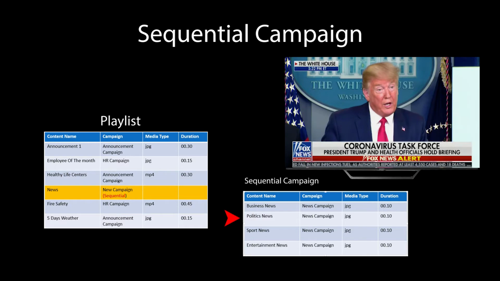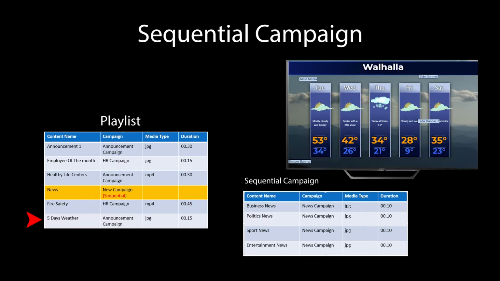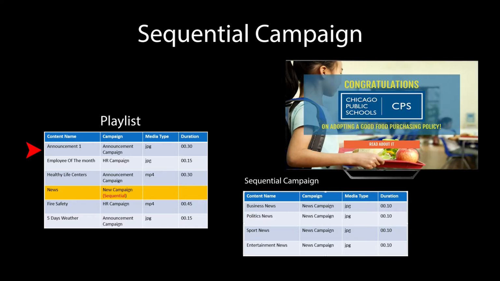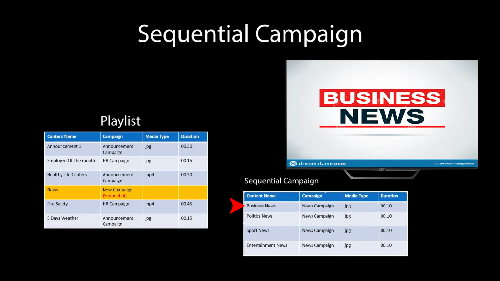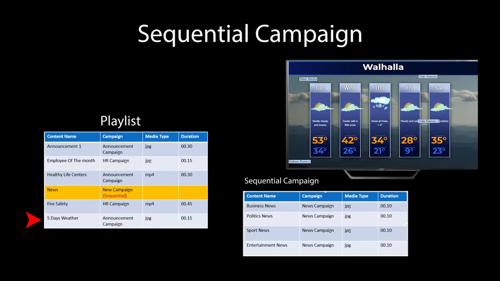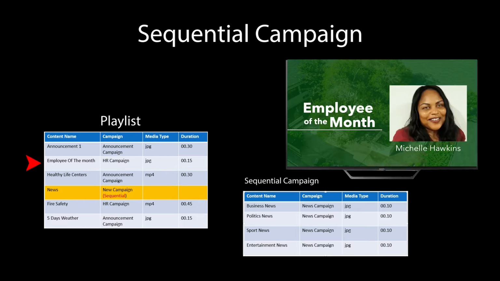As you see in the animation example, if you have 4 different news types you want on your playlist, you can put them in a sequential campaign and different news types will play every loop instead of all the news playing every loop.